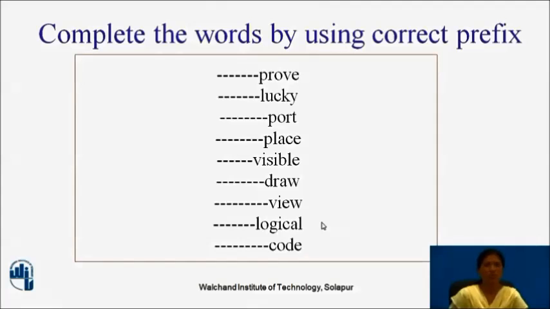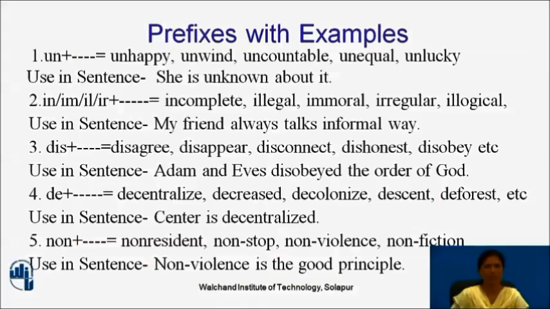It's like a worksheet. What is the correct prefix here? Prove is the root word, so improve. Then un is the prefix: unlucky. Import, export: ex and im are the prefixes. Replace, displace. Visible, invisible. Draw, withdraw. View, review. Logical, illogical. Code: encode, decode and Unicode. So these are the examples.